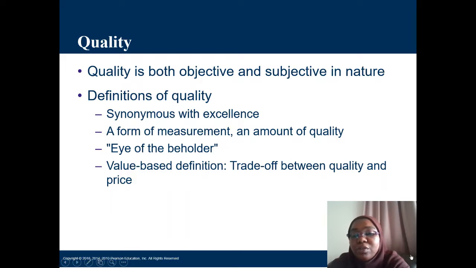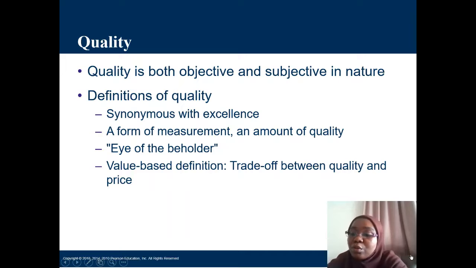At times, it's synonymous with excellence. Usually, we perceive it to be synonymous with excellence. But technically, from the management and marketing perspective, quality represents a form of measurement, like a ruler or a thermometer, something that you can actually scale, something that you can actually say to what extent it is provided. So when we say quality is from the objective perspective, it means that it's something that we can actually measure. We can say to what extent something is of quality.